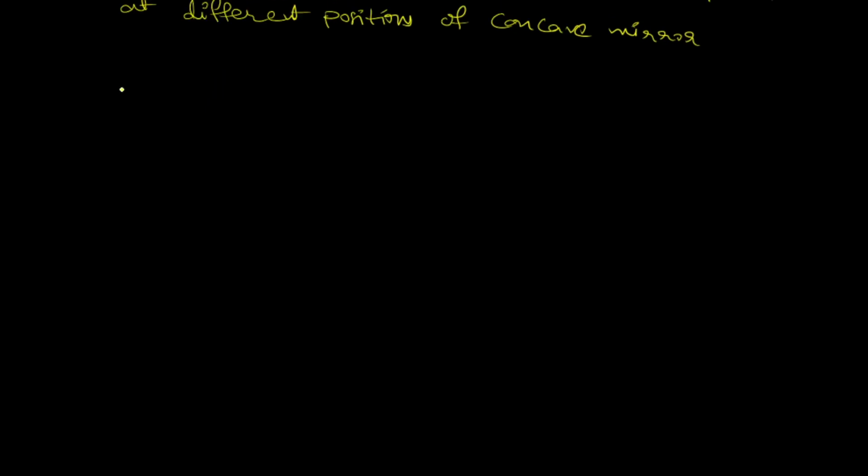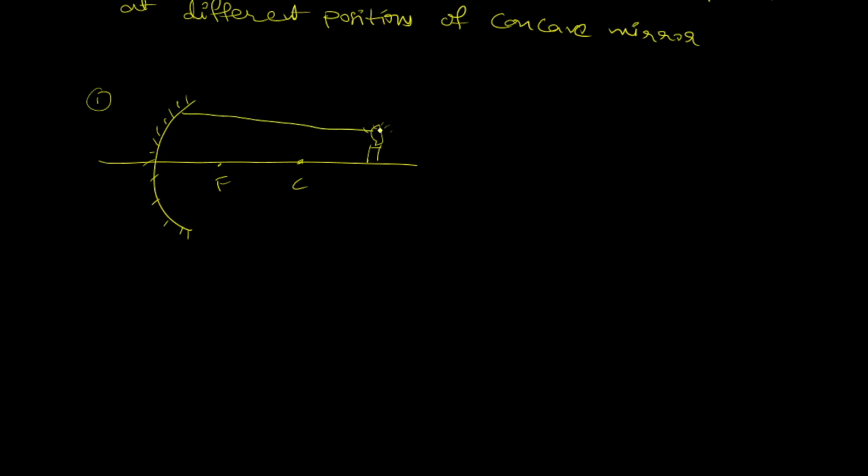Okay, and first of all I'm considering the object beyond the center of curvature. If this is a concave mirror and this is the center of curvature and this is the focus point, I'm considering the object. Okay, I'm considering the object beyond the center of curvature and I'm choosing a ray which is R1 from the tip of this object. This ray is traveling parallel to the principal axis of this mirror.